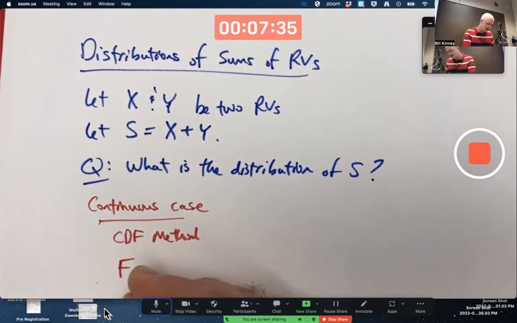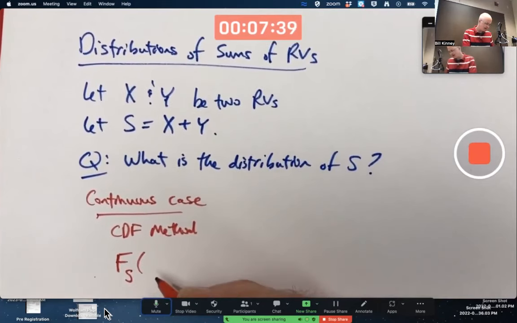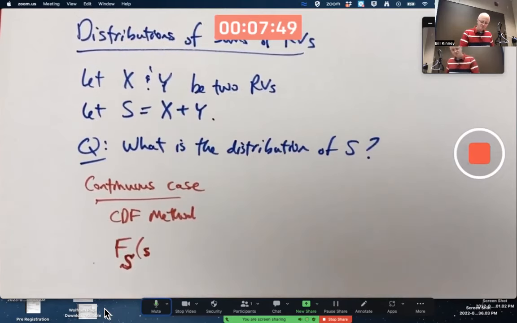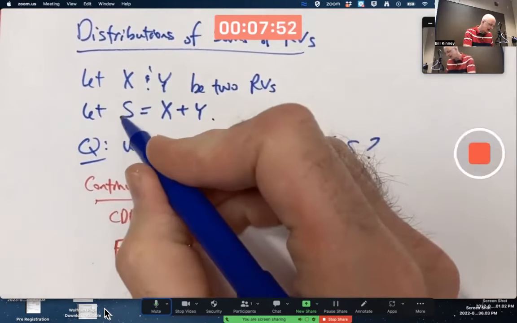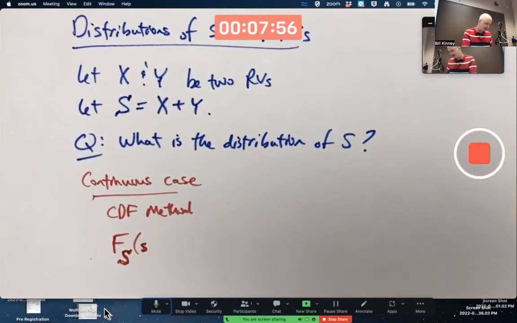Capital F sub capital S, say, of little s. How could I make it a little s? Should I make it cursive? I'll just try to make it a smaller s. So there's a small s. This is a big S. Maybe I can emphasize that by doing that. This is a capital S. It's a random variable. And its variable is a little s.